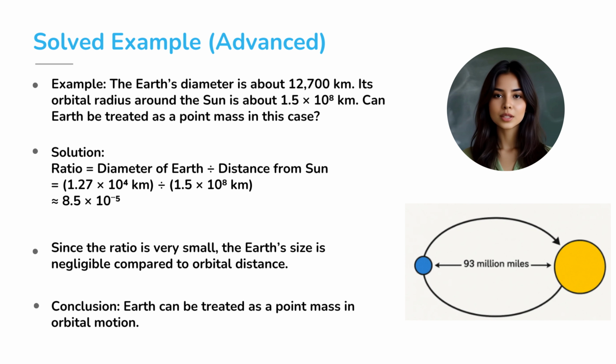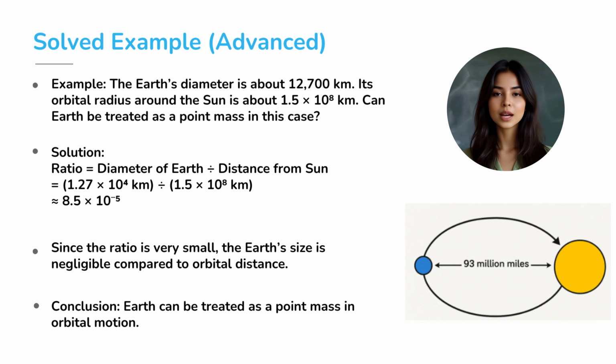The Earth's diameter is about 1.27 times 10 to the power 4 kilometers. Its orbital radius around the Sun is about 1.5 times 10 to the power 8 kilometers. Can we treat Earth as a point mass while studying its orbit?